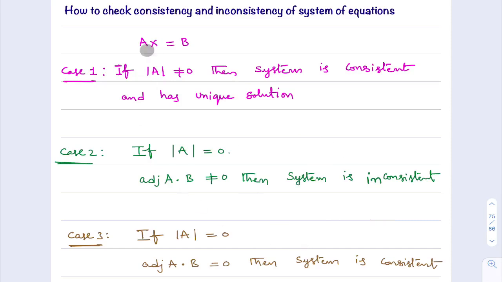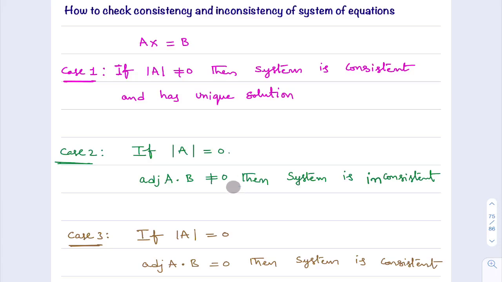See, here it seems like 3 cases, but really two things. One is you calculate det A. If it is non-zero, the problem is over. If det A is 0, then you need to calculate adjoint A times B. When we calculate adjoint A times B, two things may happen: adjoint A times B is non-zero, or adjoint A times B is 0. If adjoint A times B is a non-zero matrix, then we say the system is inconsistent. If adjoint A times B is 0, then the system is consistent. Why? All those things I'll explain while doing the problems, right?